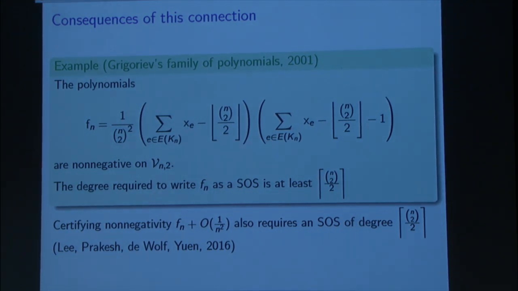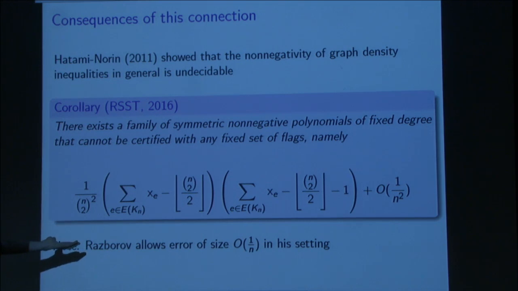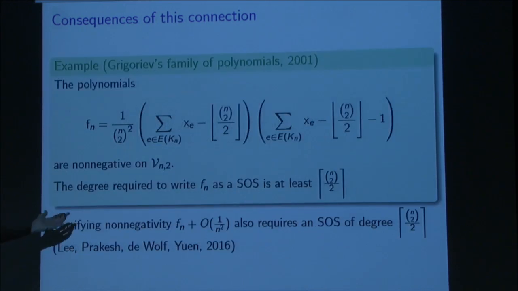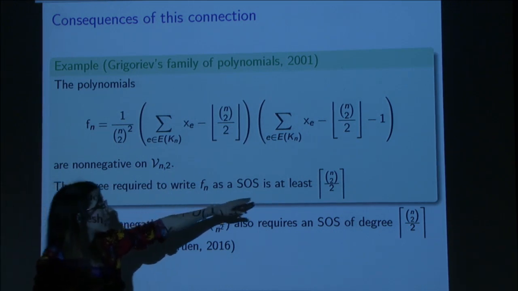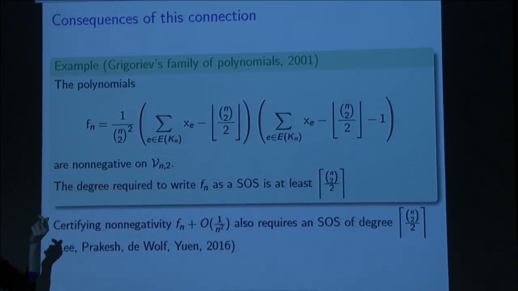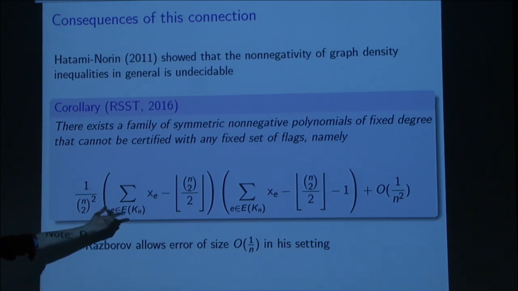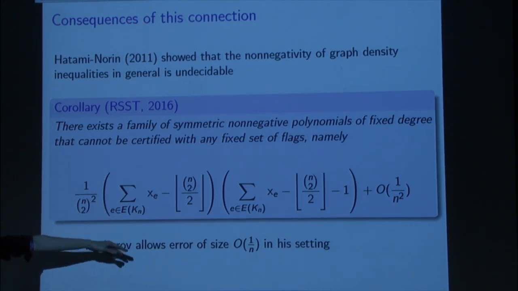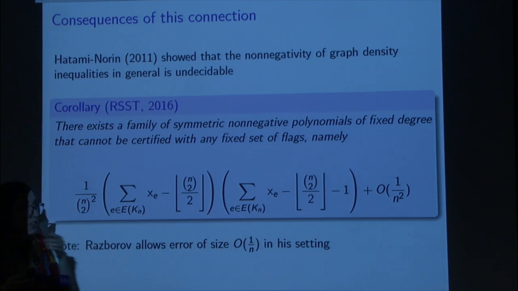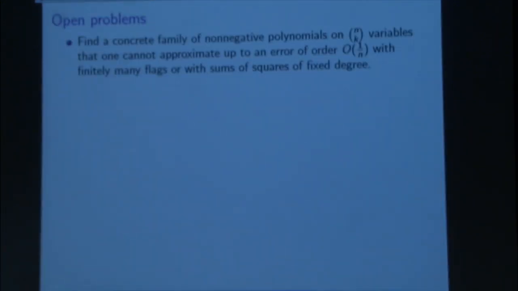Right. So that has a linear degree. It has nothing to do with graphs, but you can put it in a graph setting. And then flags cannot do this well, not exactly, because the sum of squares here has to have a big degree. Since we have this equivalence between flags and sums of squares, the number of flags that you'll need will go to infinity if you want to prove this exactly. But there's this error of 1 over n. So my first open question is to find a family where even with this error, you'll still need infinitely many flags.